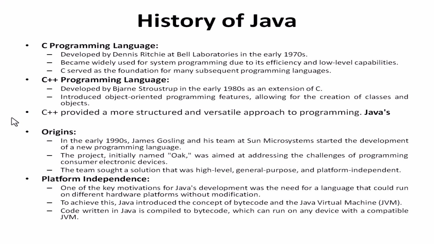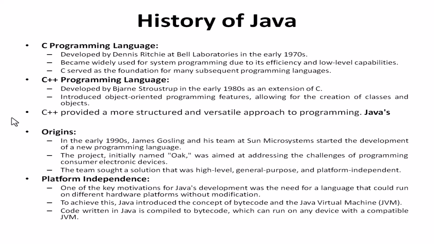C++ programming language was developed by Bjarne Stroustrup in the early 1980s as an extension of C. It introduced object-oriented programming features, allowing for the creation of classes and objects. C++ provided a more structured and versatile approach than C. Basically, the object-oriented concept came from C++. Whereas in Java, we are going to avoid the concept of pointers and also the concept of templates.